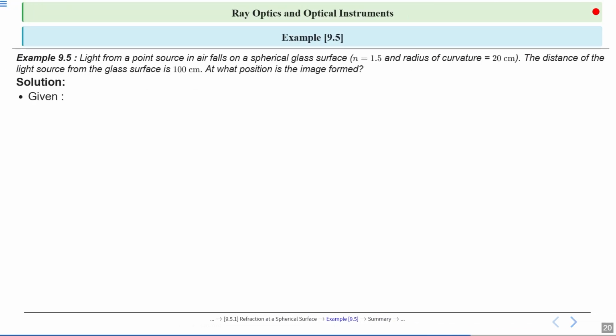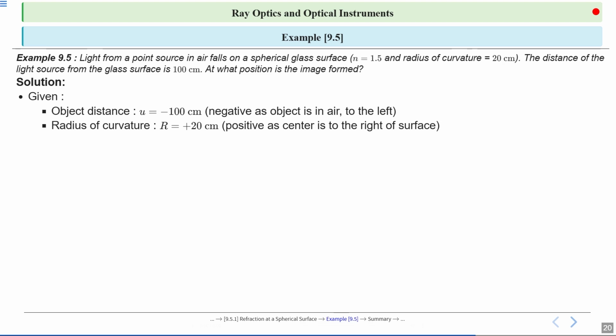So let's see the solution. What is given in the question? Object distance u will be minus 100 centimeters, negative as the object is in air to the left side. And it is placed in front of the spherical glass surface. Radius of curvature will be taken 20 centimeter, positive as the center is to the right of the surface.